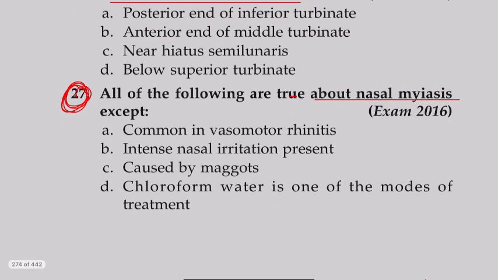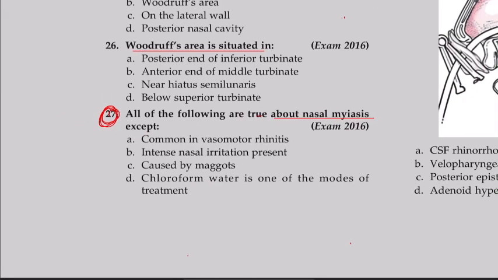All of the following are true about nasal myiasis except: common in vasomotor rhinitis, no, that is not right. Intense nasal irrigation is present, yes. Caused by maggots, yes. Chloroform water is one of the modes of treatment, yes. So the answer is common in vasomotor rhinitis.